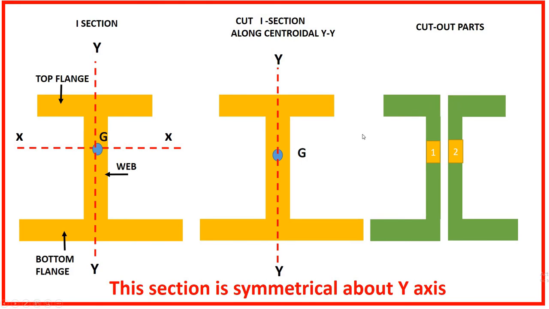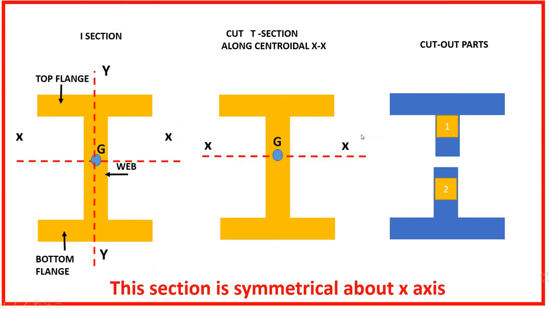Now next. Now you have to tell me what is the difference between previous one and this one. Here the dimensions of top flange and bottom flange both are same. In previous case, the dimension of bottom flange is more as compared to top flange. So here top flange and bottom flange have equal dimensions.